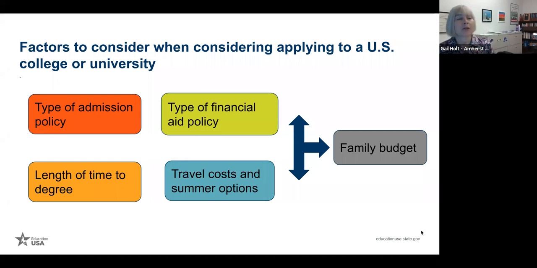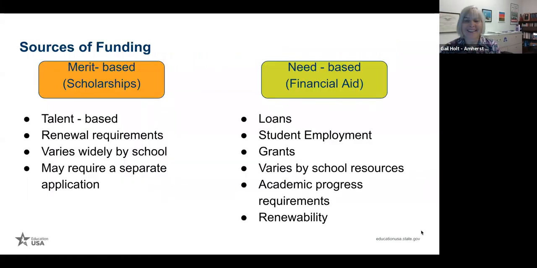So let's move on to the sources of financial aid. I talked a little bit about the admission policies at the very beginning. Now I'm going to transition to talking about financial aid policies. There are really two main categories of ways that students can receive financial aid in the US. The first would be merit-based scholarships.